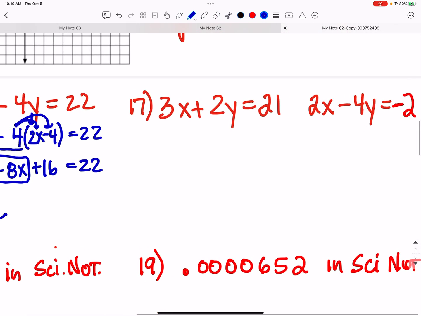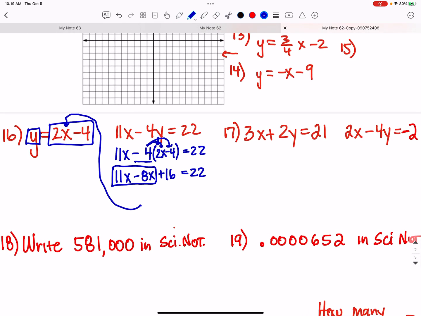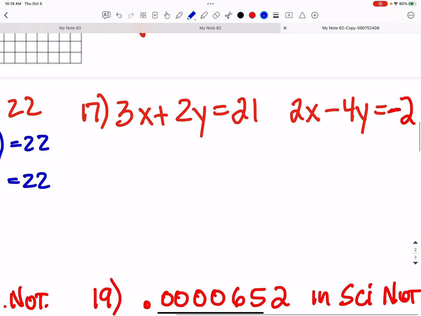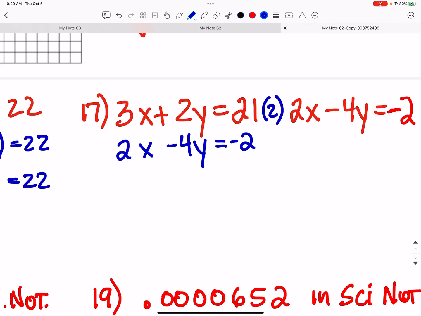Okay, over here, we don't have anything that we would like to use for substitution, where it tells you what one of the things is worth. So over here, we're going to probably use elimination. This is where we stack them on top of each other. So 2x minus 4y equals negative 2. Right here, if I was going to change any equation, I'd probably make this one twice as big so that the y's kill each other out. And then I would have 6x's plus 4y's equal 42.